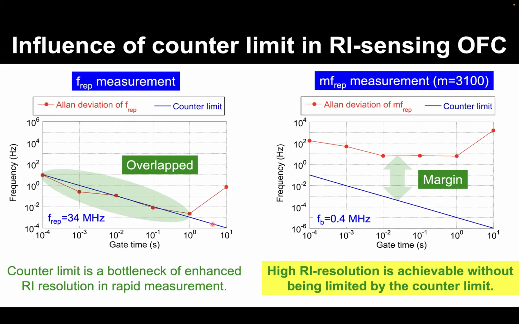Finally, we discuss the influence of the counter limit in the RI sensing OFC. Left compares the RI deviation of FREP with a counter limit in the FREP measurement of 34 megahertz. In this case, at short target times, these two plots almost overlap each other. In other words, the counter limit is a bottleneck of enhanced RI resolution in rapid measurement. On the other hand, in the M FREP measurement, the Allan deviation of M FREP has a large margin to the counter limit. So higher RI resolution is achievable without being limited by the counter limit.